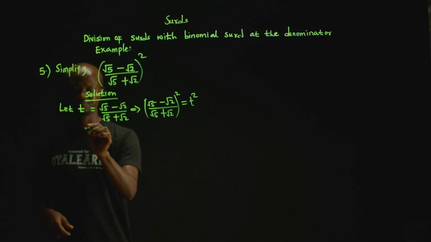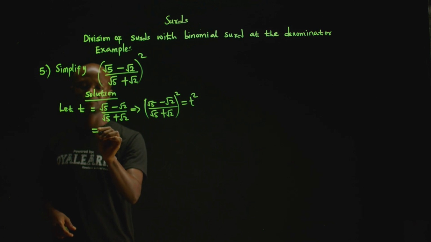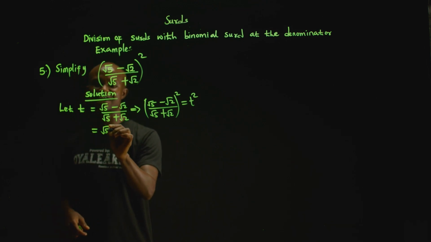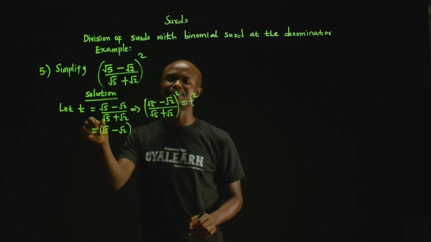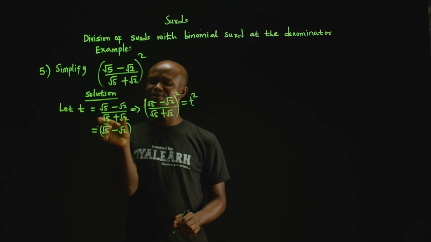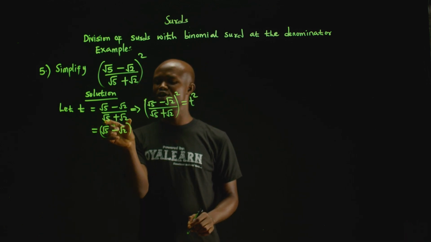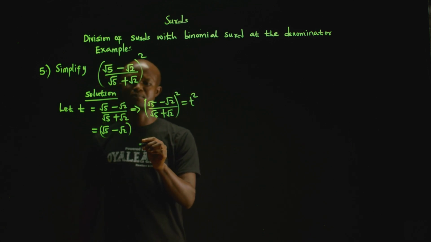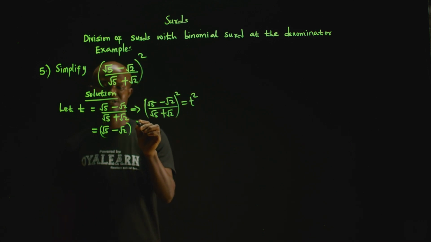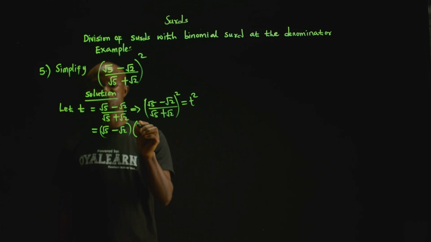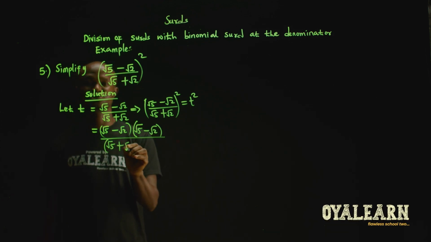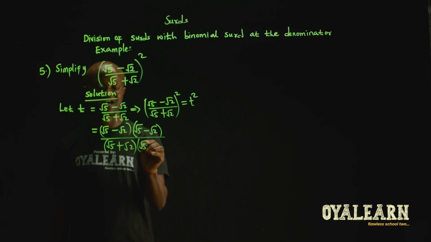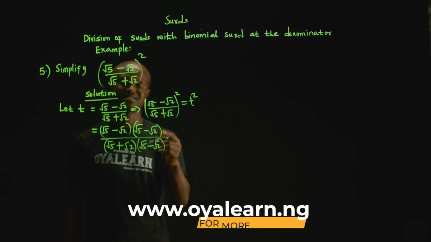So in this case, simplifying t, we have √5 − √2 multiplied by what? Look at what we have here, √5 + √2. For us to simplify, this is irrational. So we are going to use the conjugate to multiply both numerator and denominator. The conjugate of √5 + √2 is √5 − √2. So we multiply by (√5 − √2)/(√5 − √2). This is rationalization.